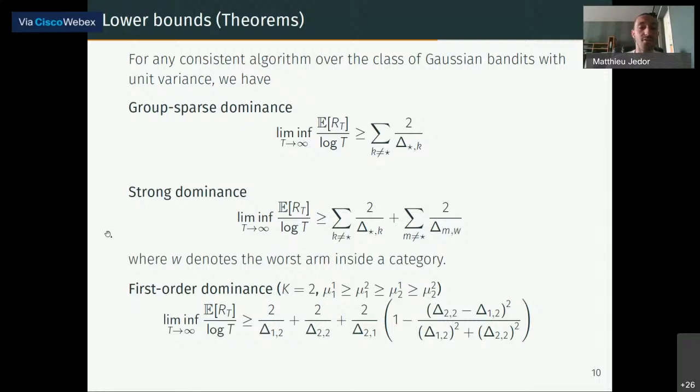And finally, in the first order dominance, it's a little more difficult to understand this formula. But if we remove the term in the parentheses, we obtain the lower bound on the unstructured setting. So we see that the last term is strictly positive, so this lower bound is strictly lower than in the unstructured case. So that's better.